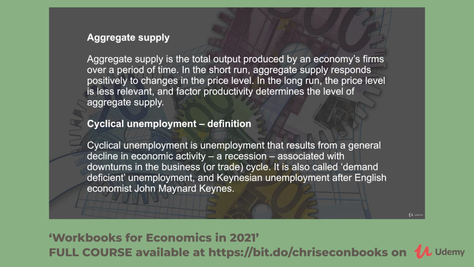It is also called demand deficient, lack of demand, unemployment. Remember that aggregate demand is C plus I plus G plus X minus M. So it is also called demand deficient unemployment and Keynesian unemployment after English economist John Maynard Keynes.